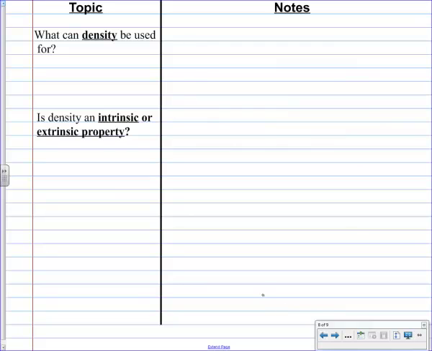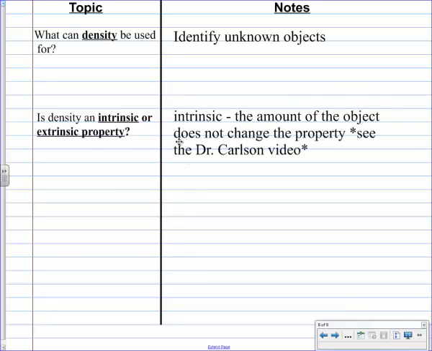Now you may ask, why would we want to calculate density? Well, one of the things is that we can use density to calculate the identity of unknown objects. And we're going to do this in lab. And why can we do this? Well, it's something called an intrinsic property. It doesn't matter the amount of the substance that I have, I will be able to calculate its density. Then I can compare it to known densities and identify the object.